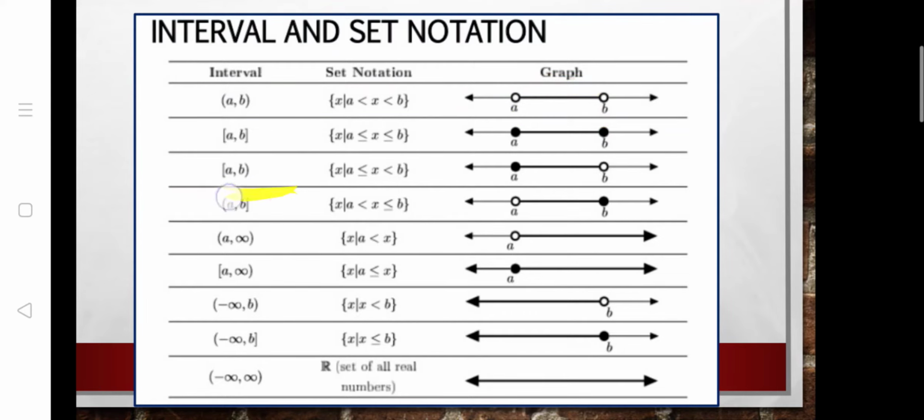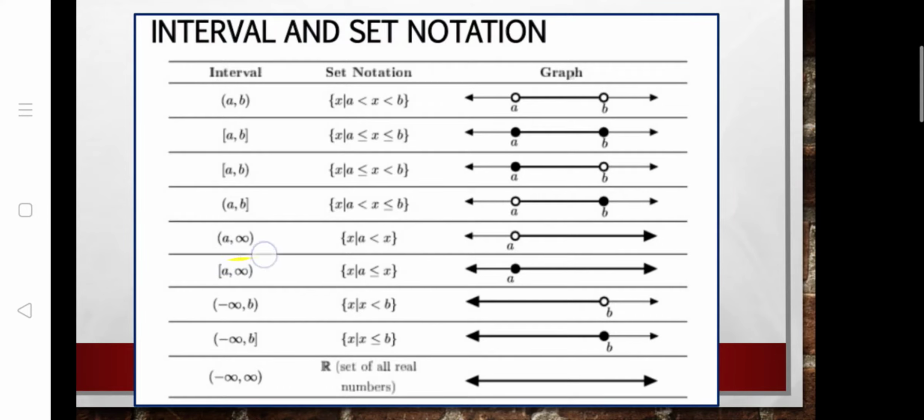So here, letter A is included. That's why we have x such that x is greater than or equal to A but less than B. So in the illustration, at A we have a closed circle or shaded circle. Here, we have an open circle or unshaded, because B is not included. Then how about this one?